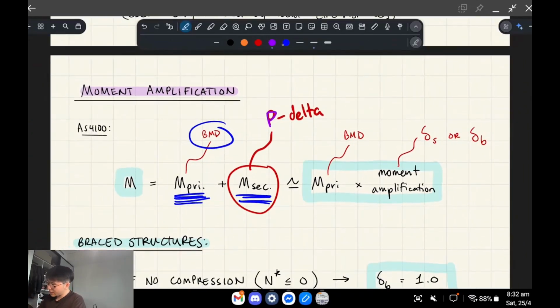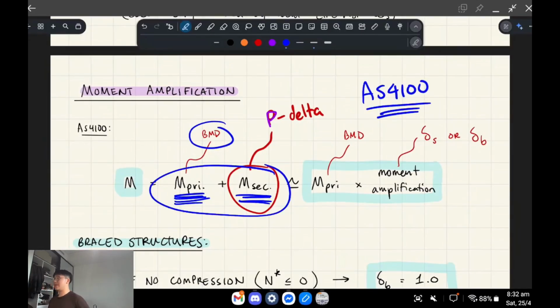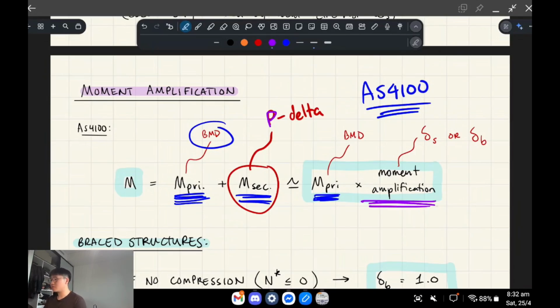Anyway, the way this manifests in the Australian Steel Code is, instead of adding these moments together, because from a first principles point of view, it's added together, what we do is we get whatever bending moment we have, that we can just work out through statics. But then instead of adding on the P delta effects, we multiply it by something called the moment amplification factor.